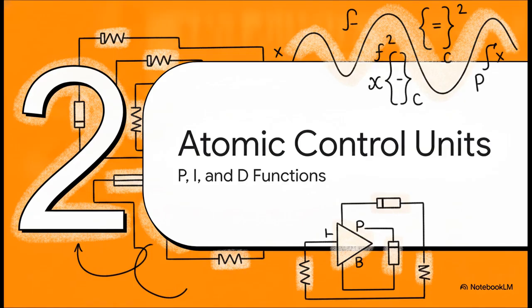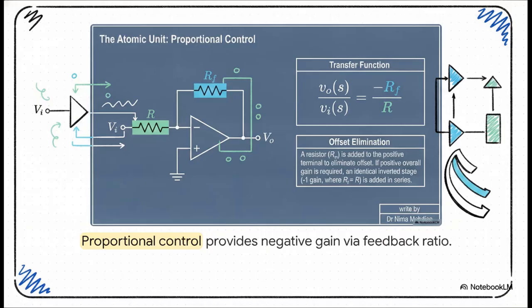Let's break down the P, I, and D functions. Our very first atomic unit is proportional control. And this is where you see how beautifully simple analog math can actually be. Just take a look at the transfer function. The output voltage over the input voltage in the Laplace domain is just determined by the negative ratio of the feedback resistor, RF, to the input resistor, R. Now, because we're feeding this into the inverting terminal, our gain is inherently negative. If you need an overall positive gain in your setup, you just slap on an identical inverted stage with a gain of -1 right in series.